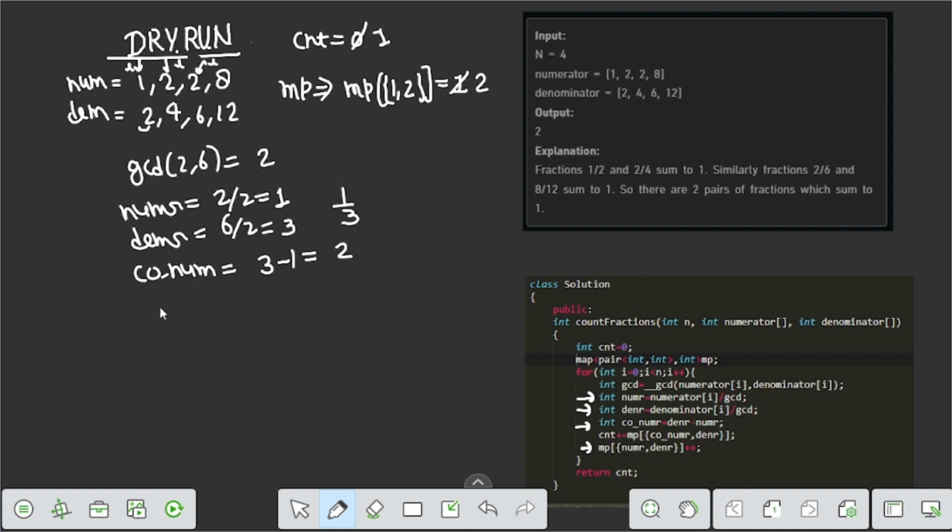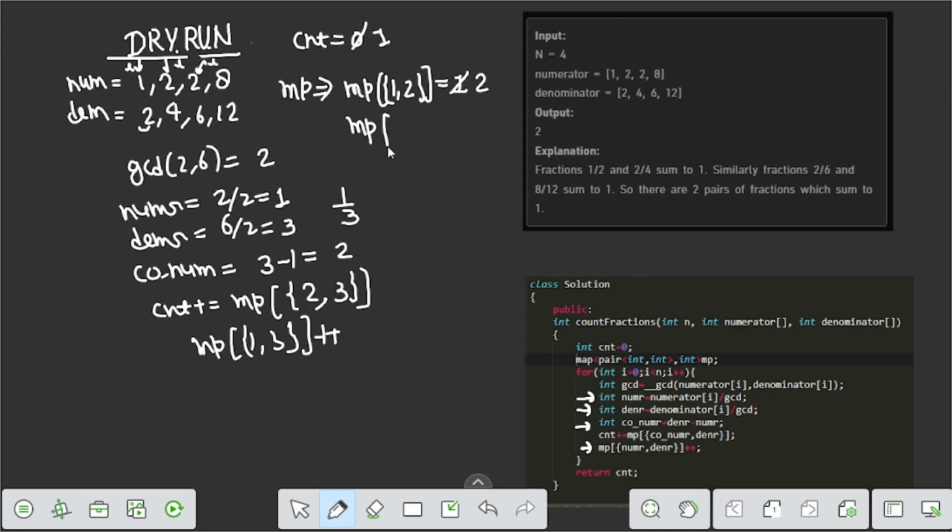So we look in the map for the count increase. We check whether the co-numerator 2 and denominator 3, that is 2 comma 3, is present, but 2 comma 3 is not present in the map, so the count remains unchanged at 1. And the last step is map of numerator and denominator plus plus. So the map of numerator 1, denominator 3, 1 comma 3, plus plus. There is no such entry present, so a new entry begins, and 1 comma 3 is 1.